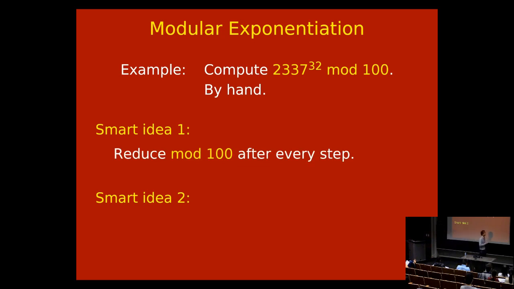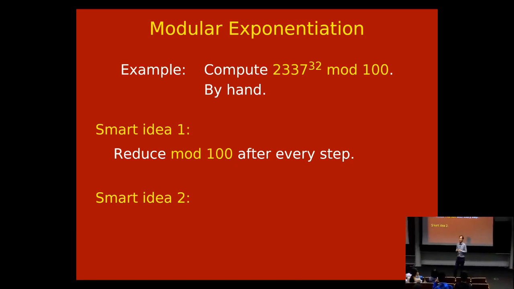Somebody suggest another good idea? Yeah? I can find a number such that 2,337 to that number is 1 mod 100. Okay. Well, it's not so clear that that will help. I mean, first of all, how are you going to do that? And then second of all, actually, we're going to talk about this idea later, but it's not what I was going for here.